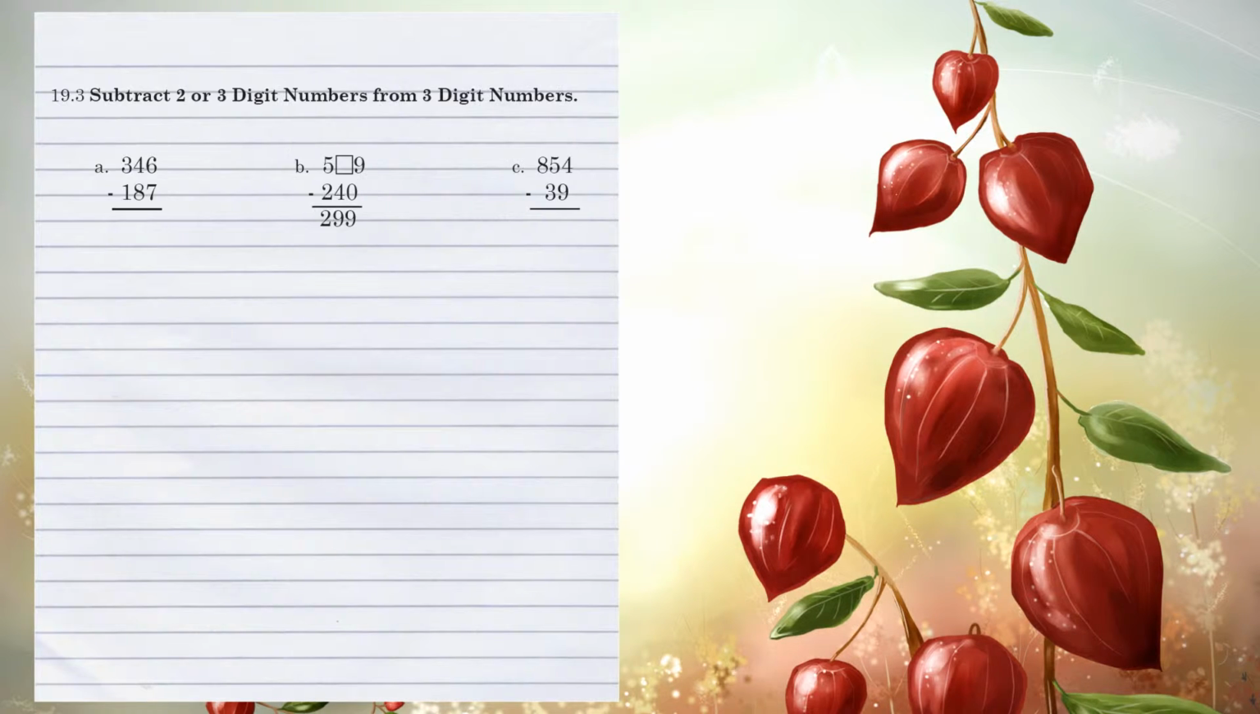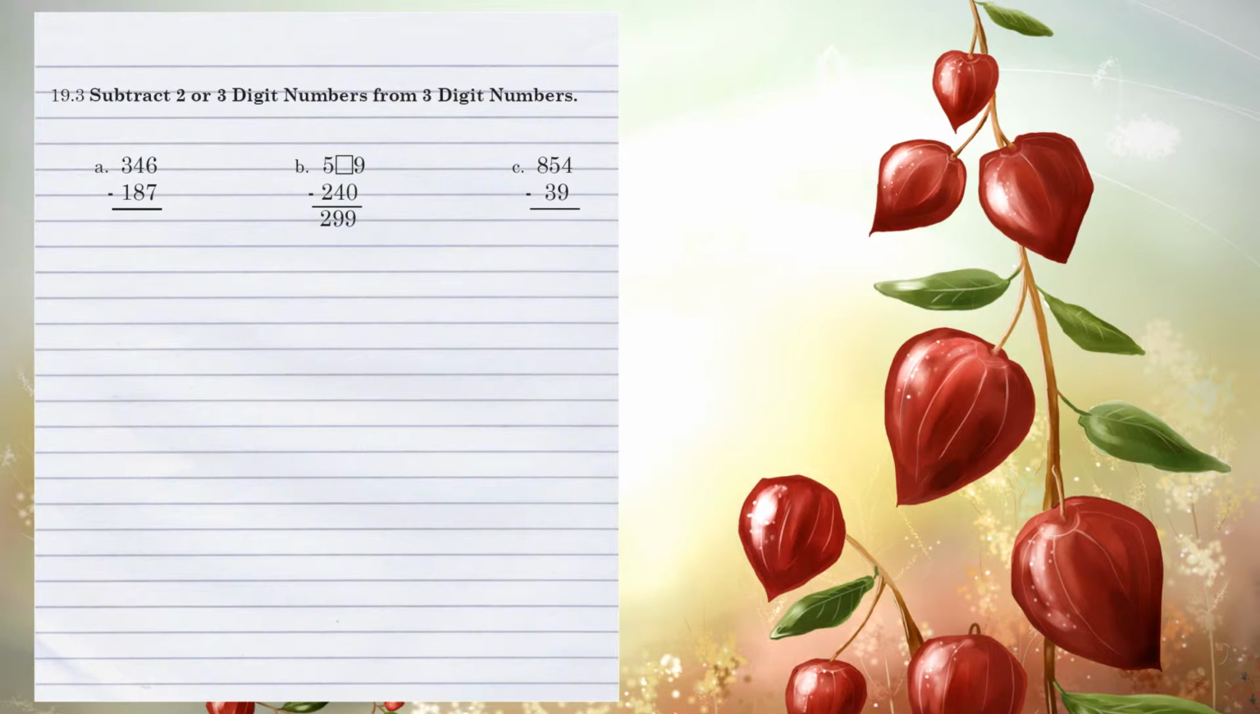Unit 19.3. Subtract 2 or 3-digit numbers from 3-digit numbers. Let's look at example A. In the ones column, you cannot subtract 7 from 6. So we're going to jump over to the tens column and we're going to borrow. The 4 becomes a 3 and the 6 in the ones column becomes a 16.